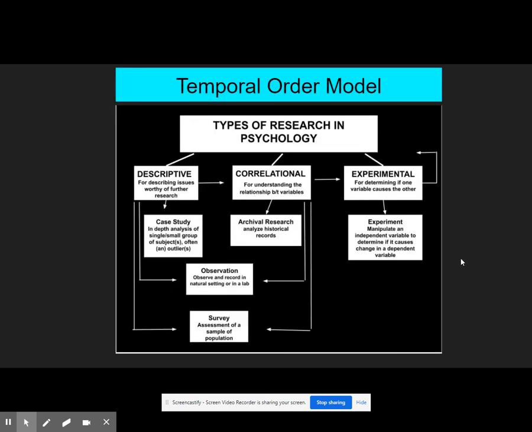All right, so this is our temporal order model. You'll notice that there are some arrows. For example, your brain knows that the descriptive options are a case study, an observation, or a survey, and it also knows that for correlational studies, we also have a survey and an observation available. It just makes it a little bit more tidy in your memory, and it gives you a visual cue to be using a chart like this.